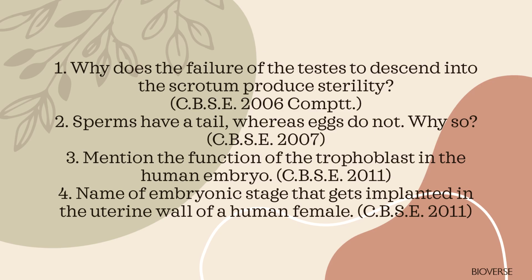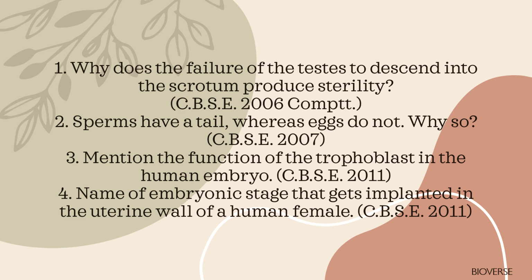Question 2. Sperms have a tail, whereas eggs do not. Why so? Answer. Sperms are motile and need a tail to swim through the female reproductive tract to reach the egg. Eggs are non-motile and are transported passively, so they do not require a tail.